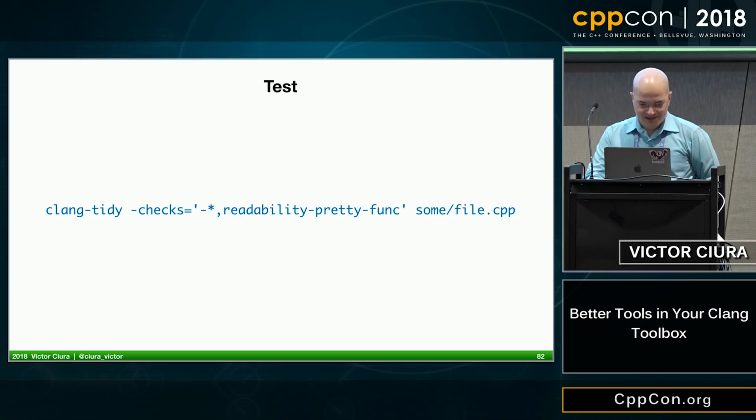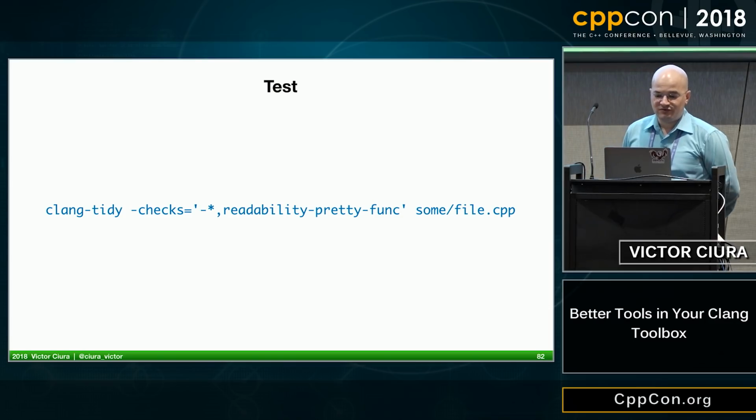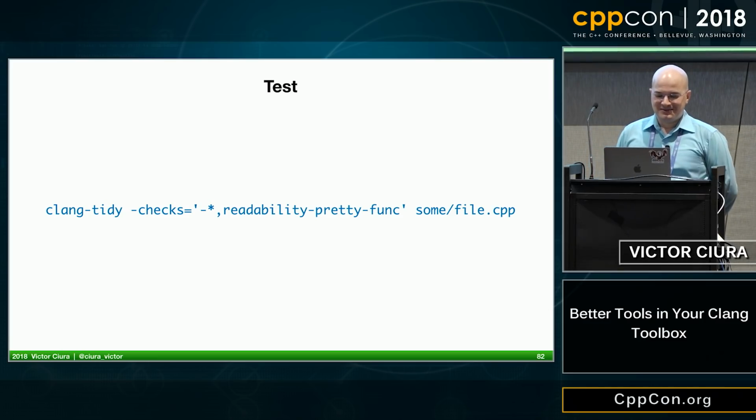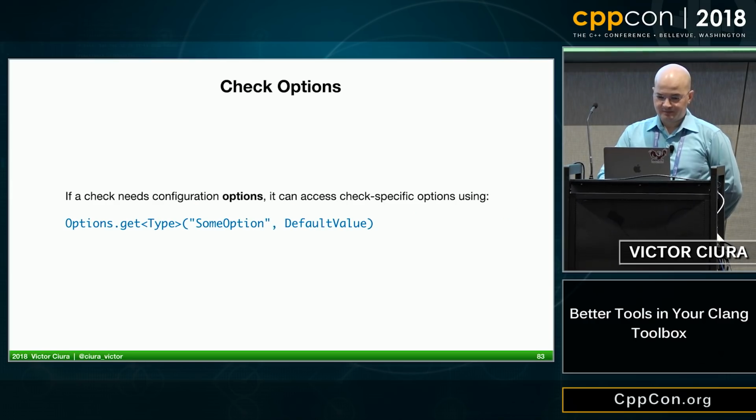So this is how you would invoke your custom check. I put this check in the readability module just because it's more readable to have functions with uppercase Get. So this basically instructs tidy to suppress all the default checks and just run your own. That's what that syntax means, if it looks unfamiliar to you.